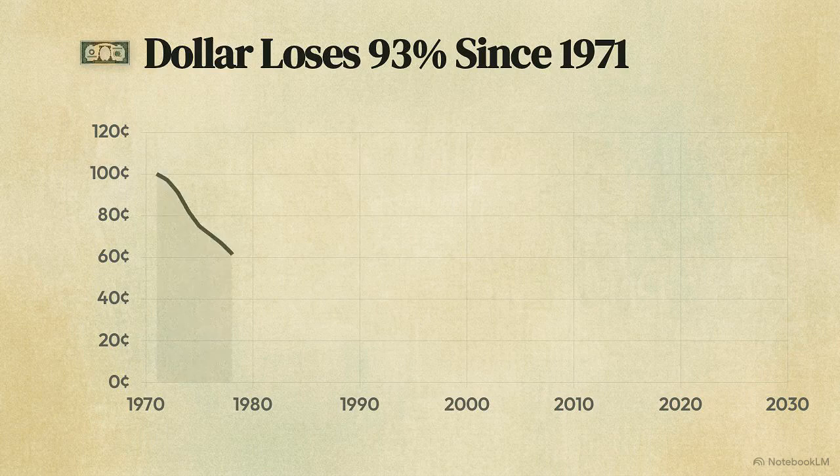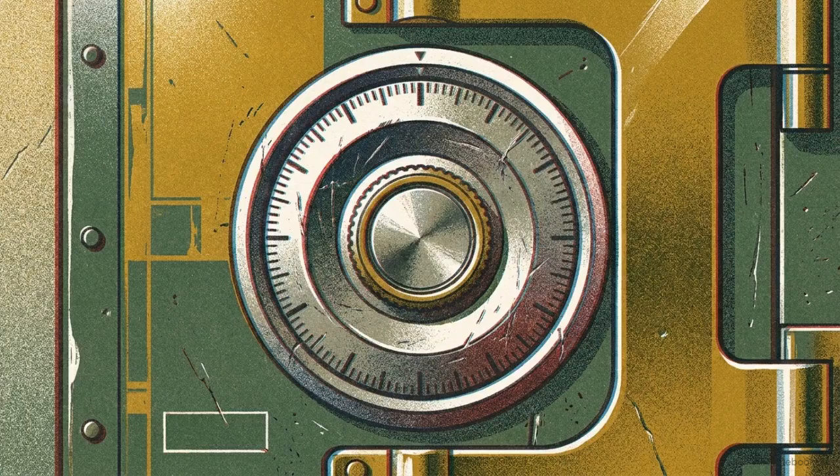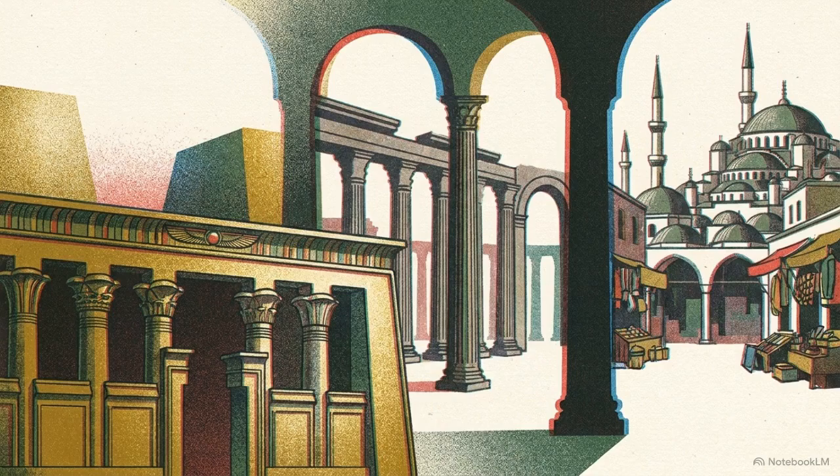This chart shows the decline of the American dollar over the last 50 years. A dollar saved in 1971 has withered to a mere fraction of its former value, dropping from a full 100 cents down to just 7 cents today. To understand why this slow-motion crash happened, we have to look backward. We need to define how money functioned for 5,000 years, leading up to that exact turning point.